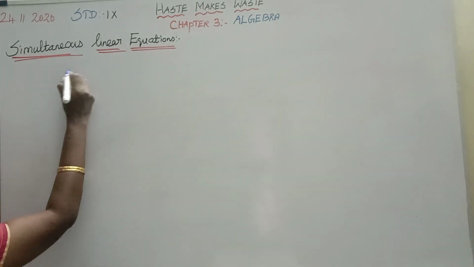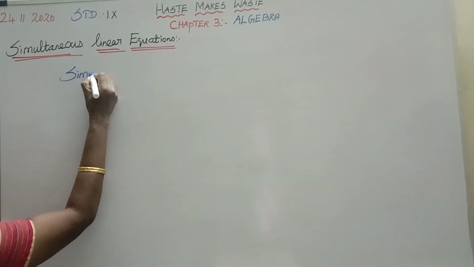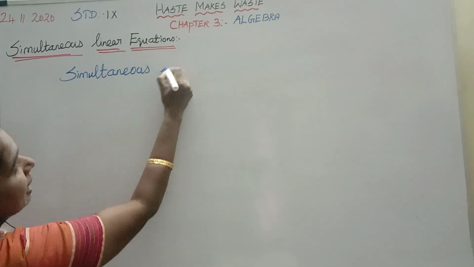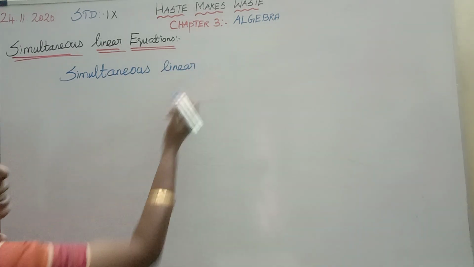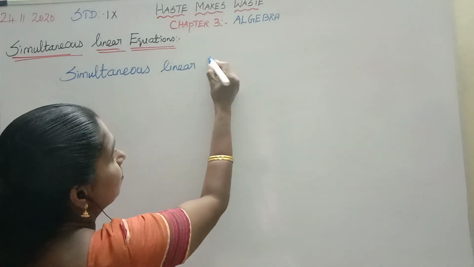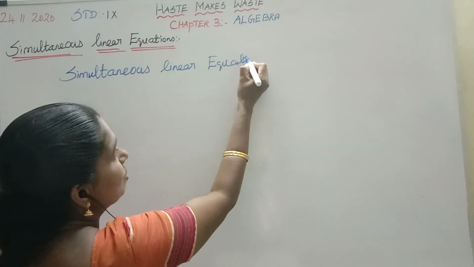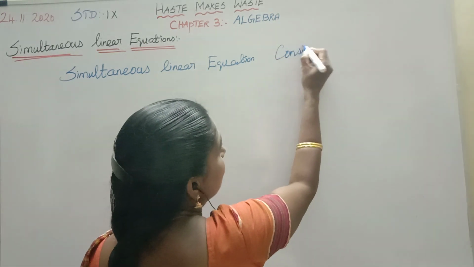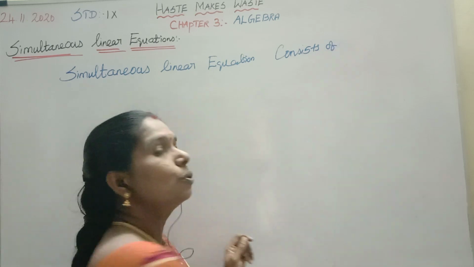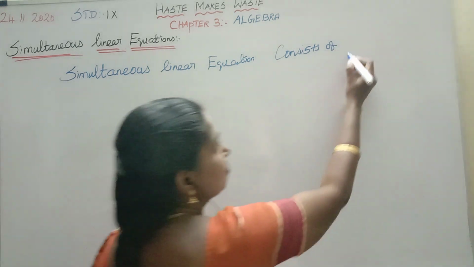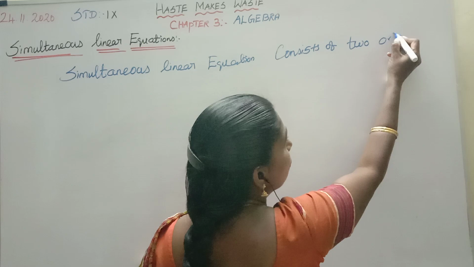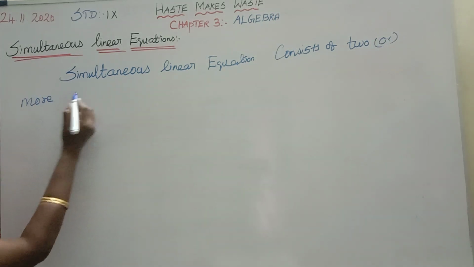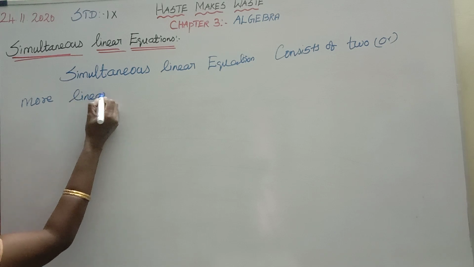What is the meaning? Simultaneous, simul means what? Simultaneous means occur at the same time, isn't it? Simultaneous linear equation consists of two or more linear equations.